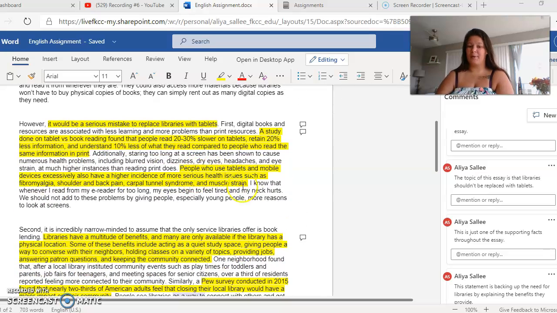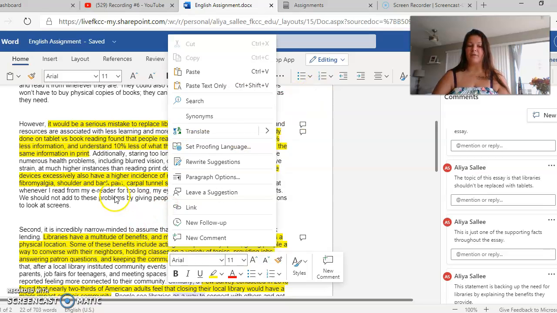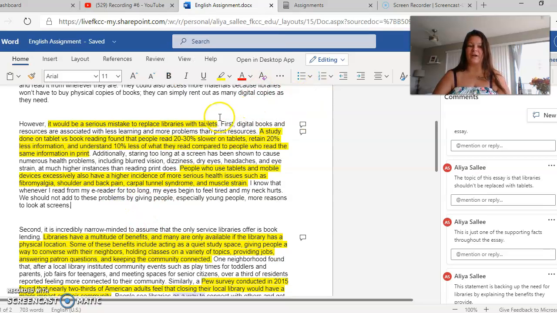Another thing that I wanted to point out was this sentence right here. It is a little piece of personal experience. It says, I know that whenever I read from my e-reader for too long, my eyes begin to feel tired and my neck hurts. It made me feel closer to the writer, and I like when writers add personal experience into their writing. I know a lot of people don't agree with personal experience being in an argumentative essay, but I liked it here.